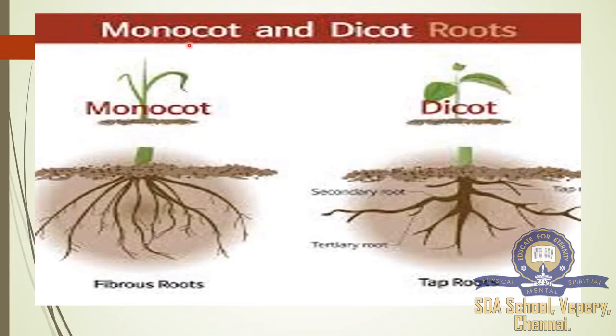First, we have two types of root systems. One is monocot and the other is dicot. We know the difference. With the help of the root, we can easily identify a monocot. In a monocot, we have a fibrous root. You saw grass, no? That is an example for this monocot root.